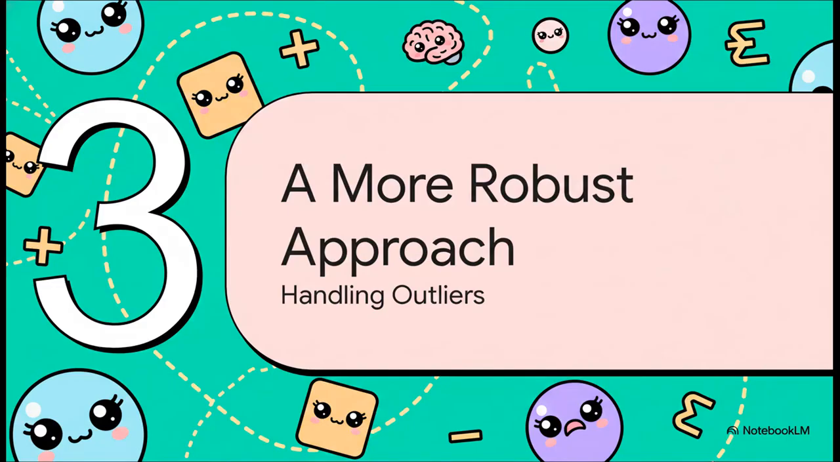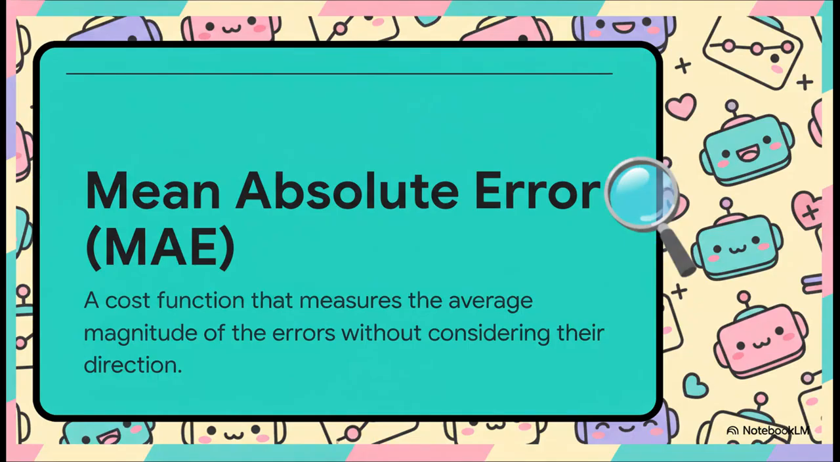So, if our data has outliers and we don't want them to completely take over the model, we clearly need a different scorecard. Let's check out a more robust alternative. And this brings us to mean absolute error, or MAE. It takes a much more level-headed approach. Instead of squaring the error, it just takes the absolute value.